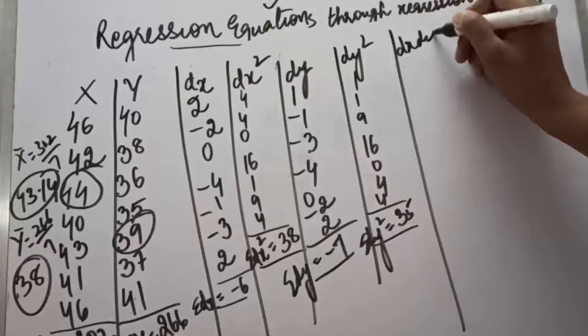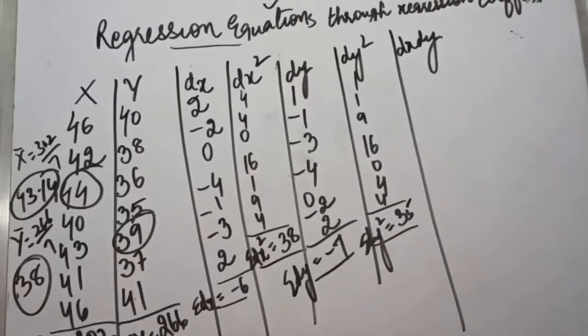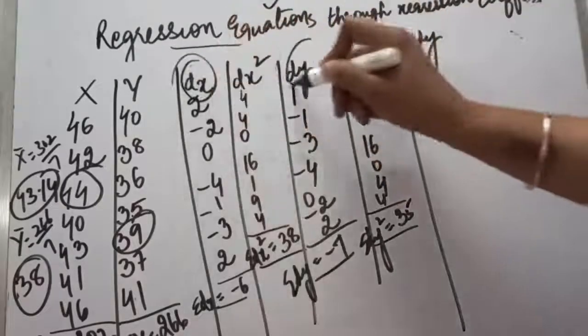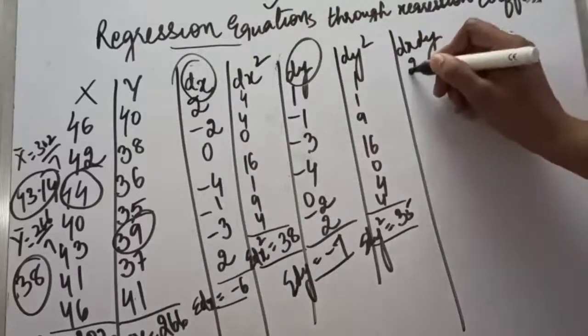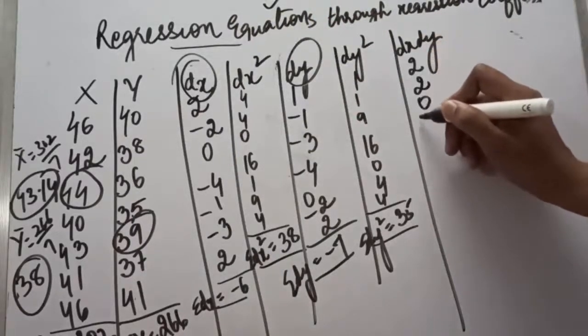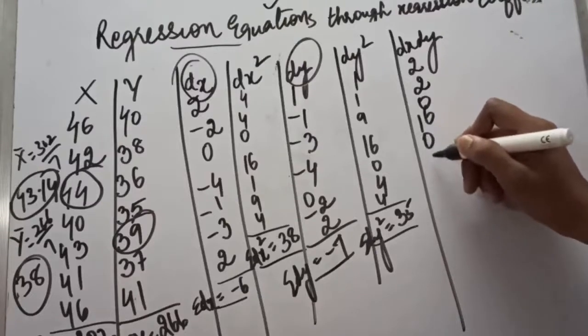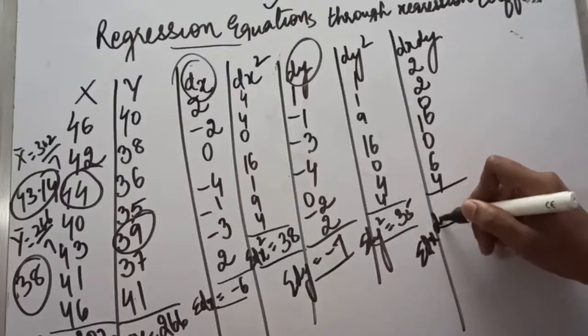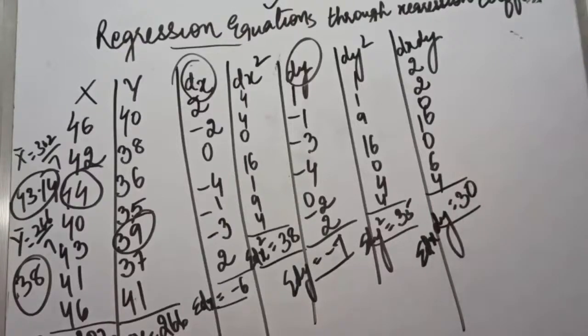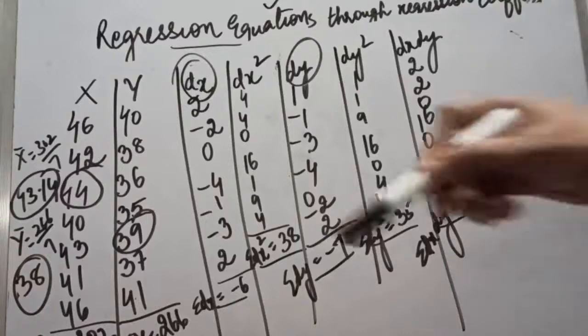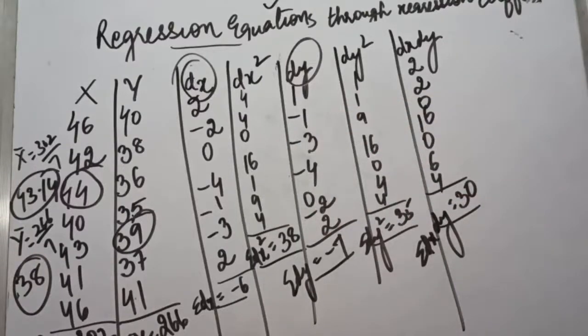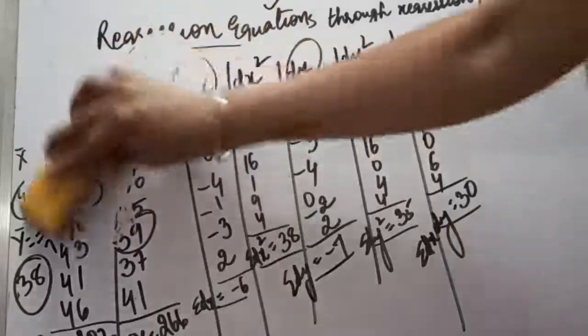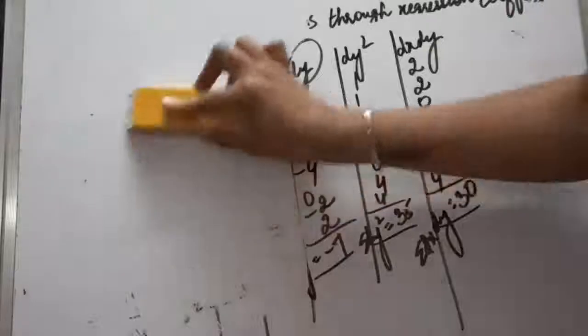Finally we will calculate dx into dy. This also we will require in the formula. Multiplying dx and dy, it will be 2, 2, 0, 16, 0, 6, 4. So sigma dx dy comes out to be 30. After calculating these values, we will move ahead with our basic two equations that we have seen in the previous question and the previous video. We will make use of the same equations.